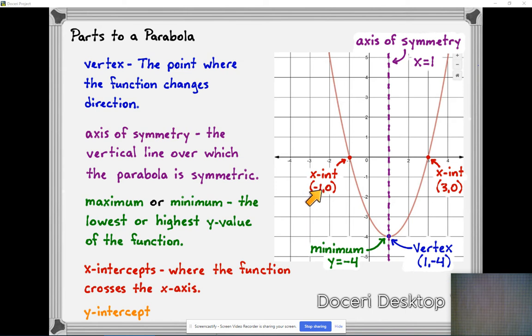And then the x value will be there: -1, 0 and 3, 0. Again, the way you write it is important. It has to be written as a coordinate. The y-intercept is exactly like the x-intercept. It's where the function crosses the y-axis.